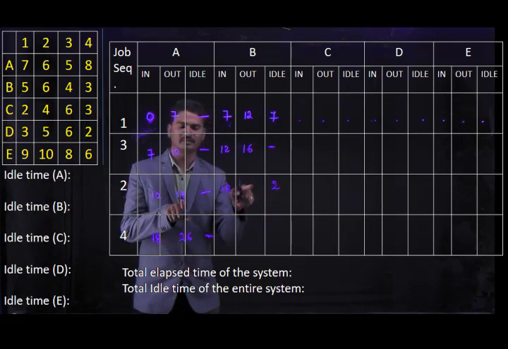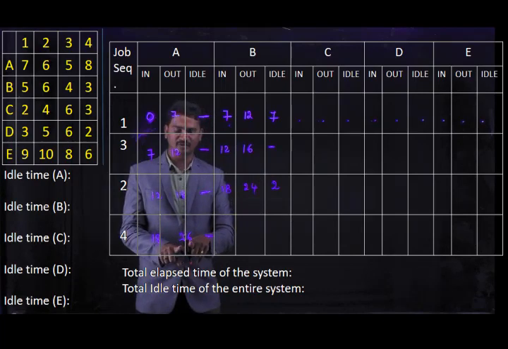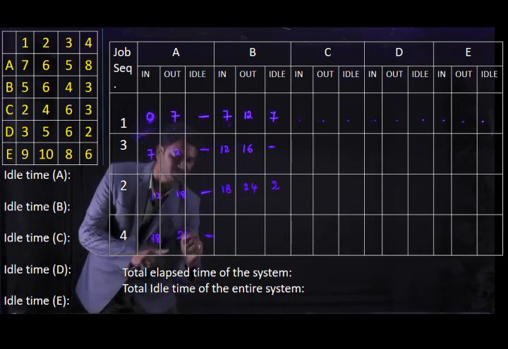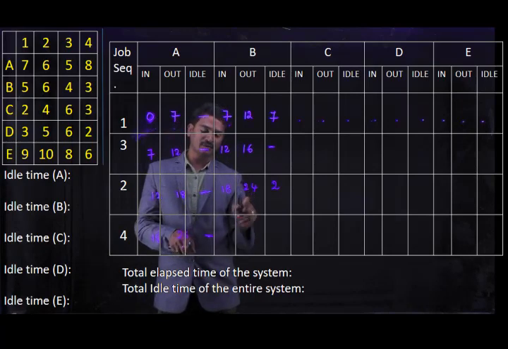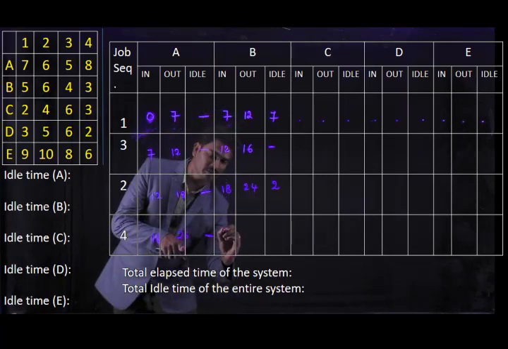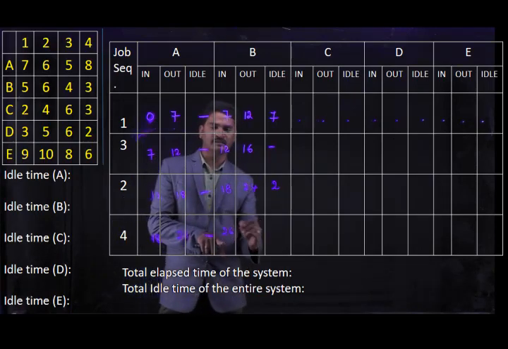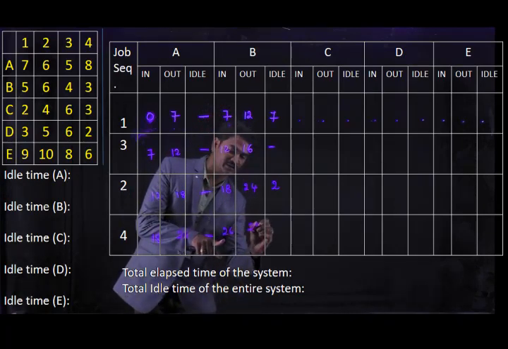The processing time for job 2 at machine B is 6 hours, so 18 plus 6 is 24. Here also machine A is busy up to the 26th hour, but machine B completed its job at the 24th hour, so we have to wait up to 26, 2 hours. Then 26 plus the 4th job at machine B, 3 hours, it was completed at the 29th hour, so the waiting time is 2 hours.